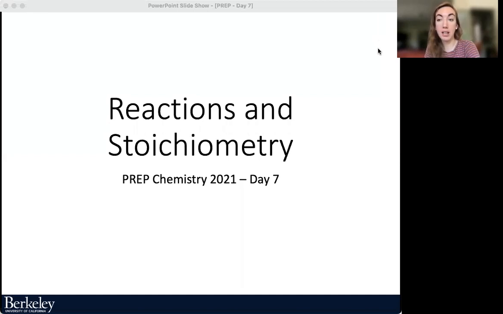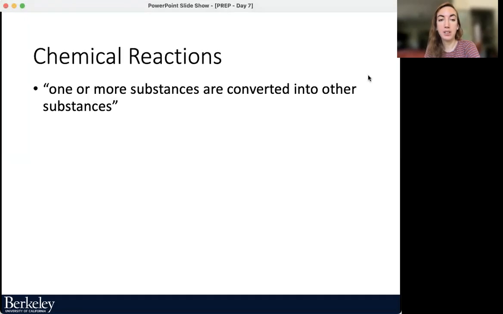So today we're going to talk about chemical reactions. The technical definition that I pulled from a textbook is that one or more substances are converted into other substances. So basically we're turning stuff into other stuff.